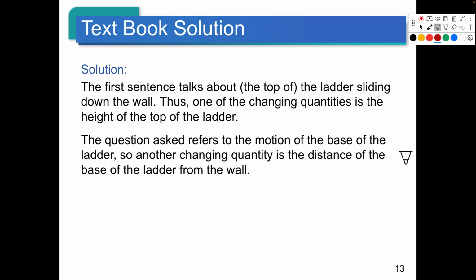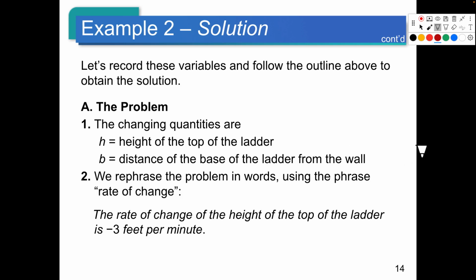Okay. And this, again, is just the textbook talking through what we just did. Let's see what they did. They defined h as the height of the top of the ladder, b is the distance of the base on the floor. And they went right away with the rate. Since it's falling, they went with -3. I did that at the end because the answer of -4 feet per second didn't seem to be right. So I just said, okay, what's getting less? The height is getting less. The base is getting more. So that helped me with my negatives.